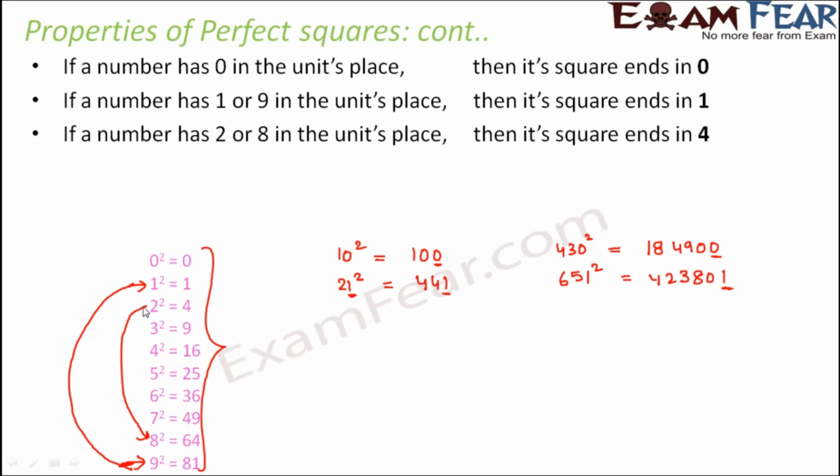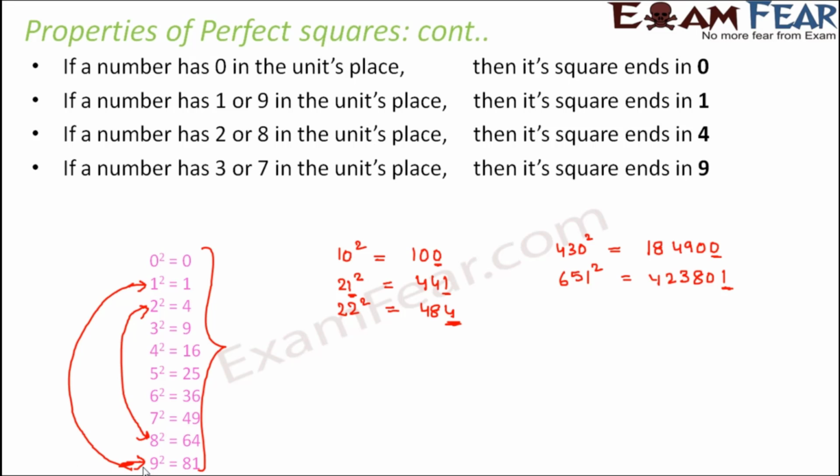And 8 square is 64. So 2 and 8 behave in a similar way. Let's take an example. Let's say 22 square. What's the value of 22 square? It's 484. So any bigger number ending in 2, its square will end in 4, because the units place digits multiplied give 4. 2 into 2 gives 4. Similarly, any bigger number ending with 8, its square would always end with 4.